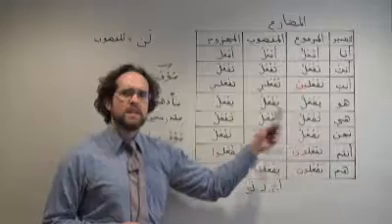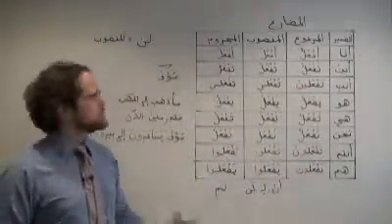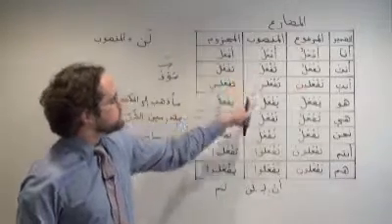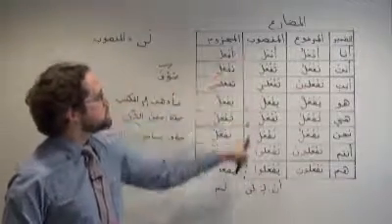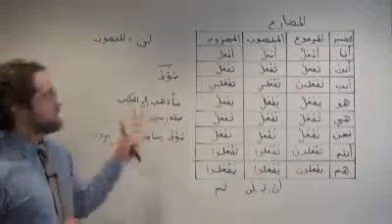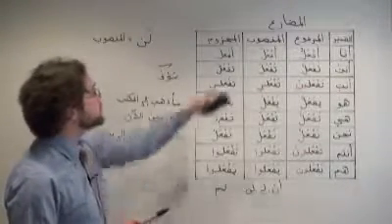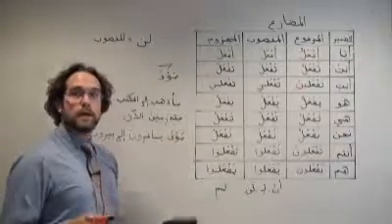Again, we have our three conjugated present tense verb forms here, marfu'a, mansub, and majzoom. So we're going to need to substitute mansub for marfu'a here. And in most cases, the change is going to be pretty minor, right? Just that final vowel.